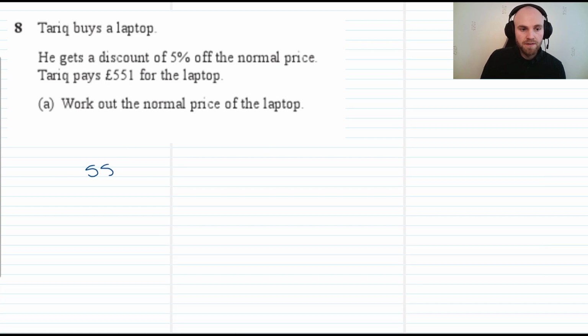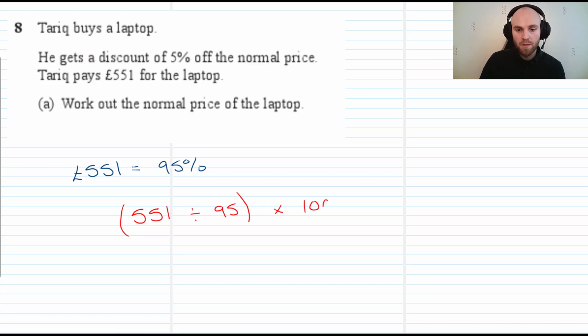So £551 is going to be 95% of the price. So therefore, like I said in the cheat sheet, we're going to divide by 95 and then multiply this by 100. And that is going to give us £580.